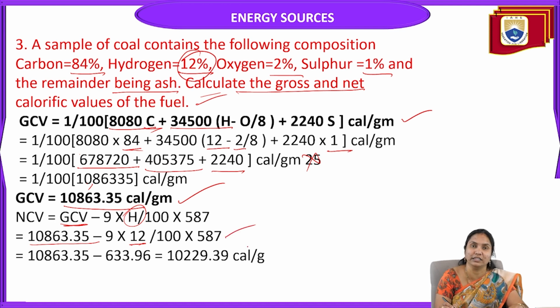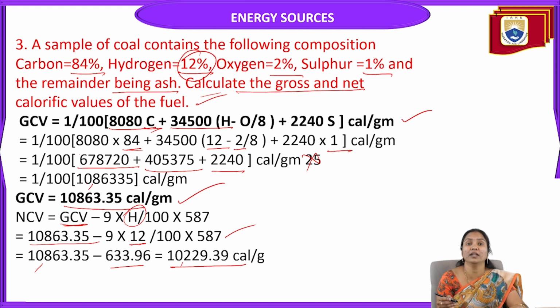This 587 is the latent heat, already discussed previously. After substitution, we get 10,863.35 minus 633.96. So the net calorific value of the fuel is 10,229.39 calorie per gram.